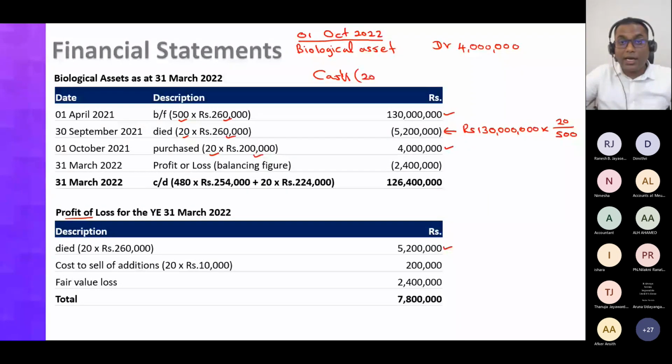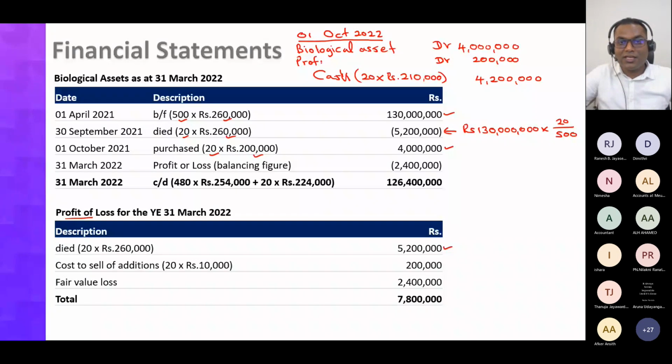So how many cows? 20 cows. Per cow you paid 210,000, right? As per the question. So 210,000 into 20 cows, you paid 4.2 million. Now the credit cash 4.2 million, debit the biological asset 4 million. Now can you pass an entry like that? No. Debit, there's a difference of how much? 200,000. Where should I charge this 200,000?